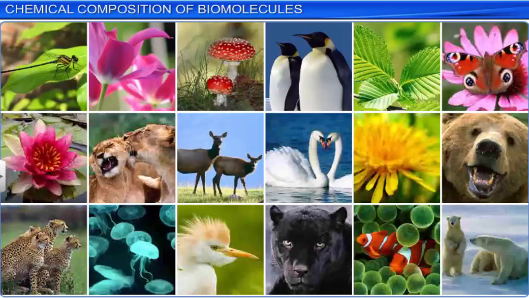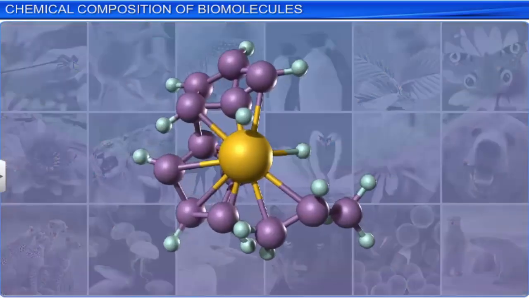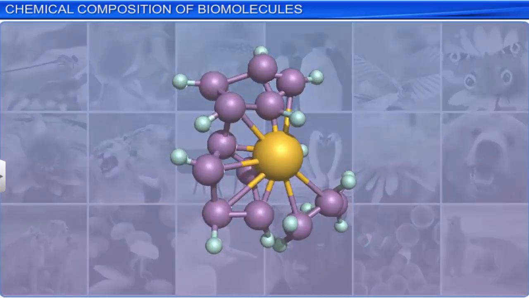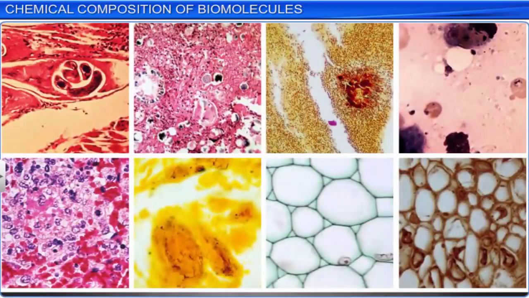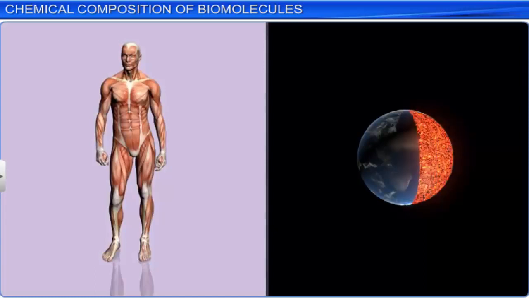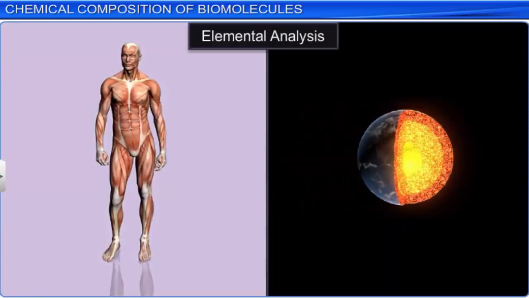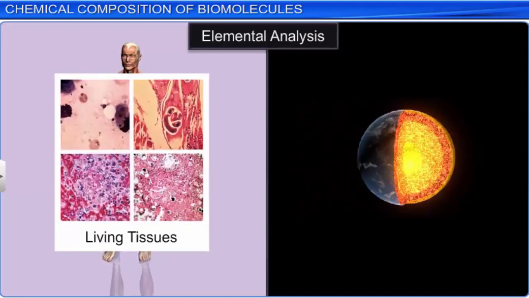Every living organism is composed of chemicals, which can be either elements or compounds. The elemental composition of living tissues can be determined by a technique known as elemental analysis. Interestingly, we obtain similar elements while doing an elemental analysis of different living and non-living things.